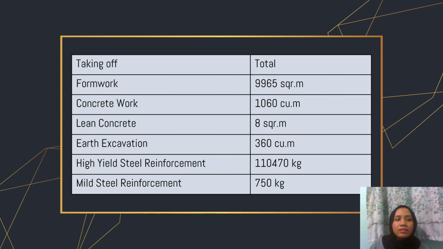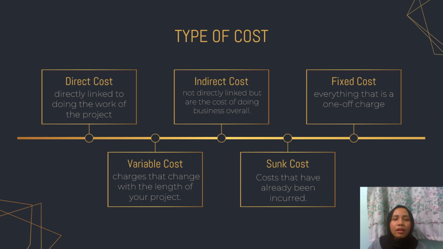So this is the summarization of taking off done for one building that consists of 4 floors. Okay, next. After the taking off is done, we need to come out with the total price of the project. So these are the types of costs that need to be taken into consideration: direct cost, indirect cost, fixed cost, variable cost, and also sunk cost.